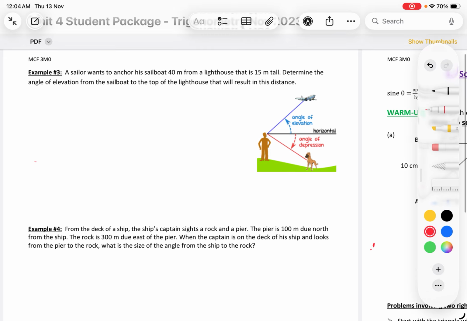A sailor wants to anchor his sailboat 40 meters from a lighthouse that is 15 meters tall. There is a lighthouse which is 15 meters tall, LHB lighthouse. The sailor wants to anchor his boat 40 meters from the lighthouse. Determine the angle of elevation from the sailboat to the top of the lighthouse.